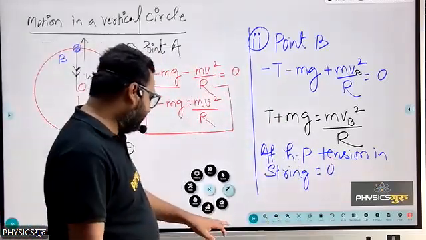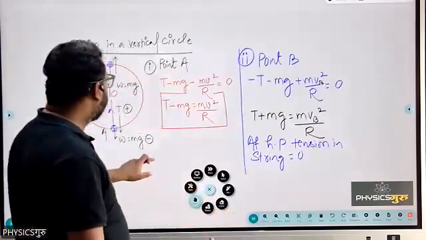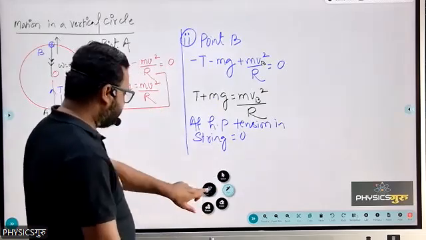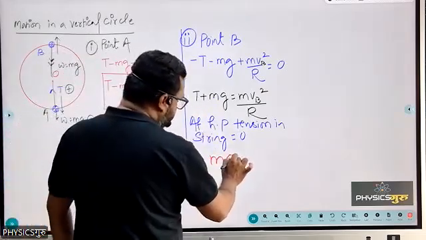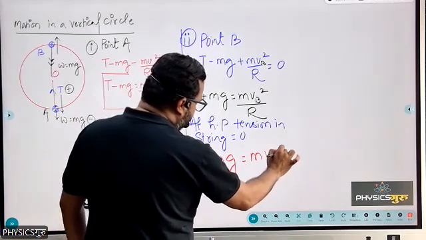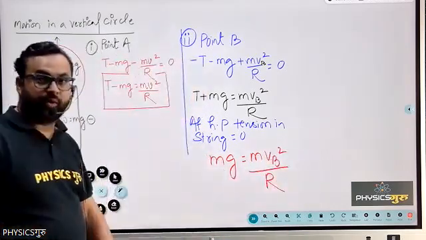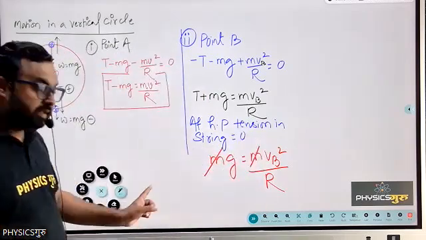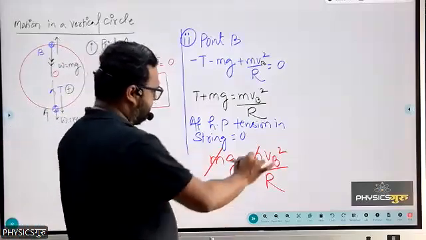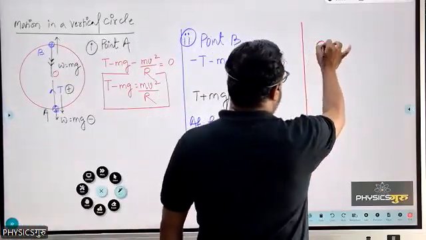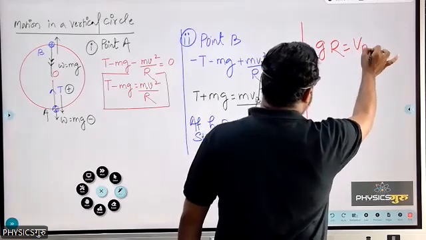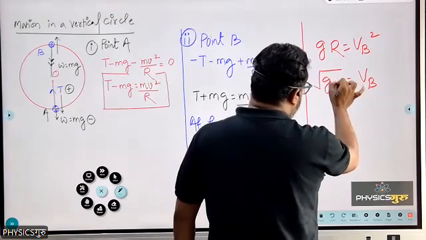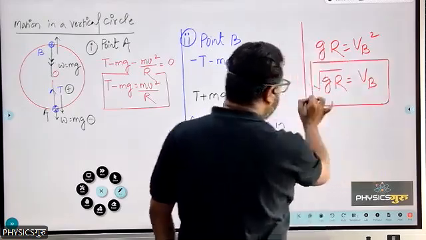So if I substitute the value of tension as zero in this expression, the expression will reduce to mg is equal to mvb square over r. We can cancel mass from both the sides. Just simply multiply g with r. That is nothing but vb square. So vb is equal to what? Root of g into r. vb is nothing but root of gr.